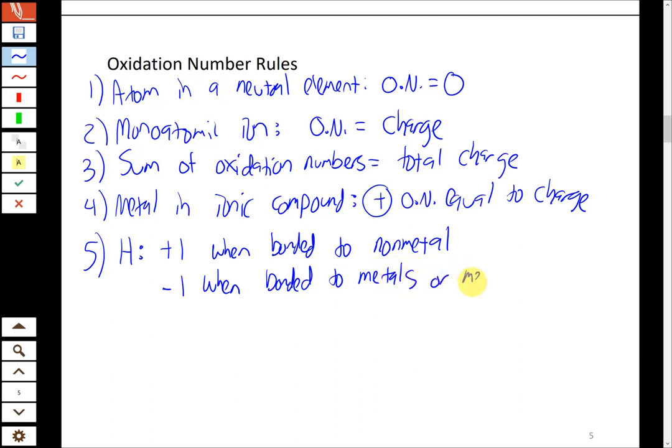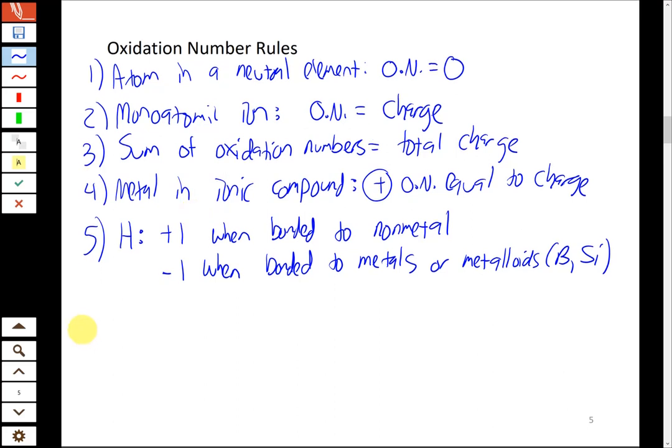Or if it's bonded to metalloids, which we might see a little more often, especially boron and silicon, the 2 most common. Again, it's based on electronegativity. If hydrogen is bonded to something more electronegative than it, which is most nonmetals, it'll be +1. If it's bonded to something less electronegative, like a metal or a metalloid, it would be -1. Those are the only 2 possibilities for hydrogen. It can never be anything else, and most commonly it's going to be +1, as I said. We don't see the -1 situation for hydrogen very often.